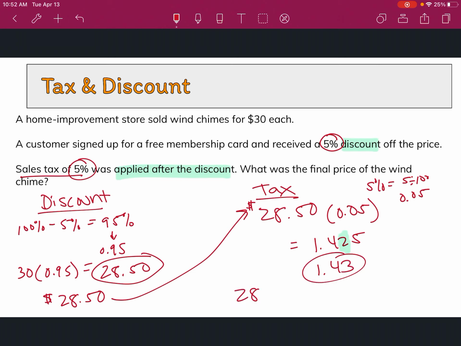Okay, so I'm going to pay that $28.50 plus my tax. And my total will be $29.93. Okay, so again, multiple ways to do these problems, but these are the final answers that you should have.